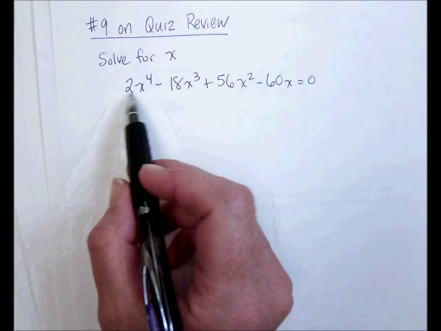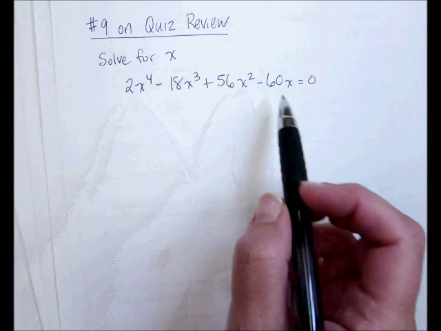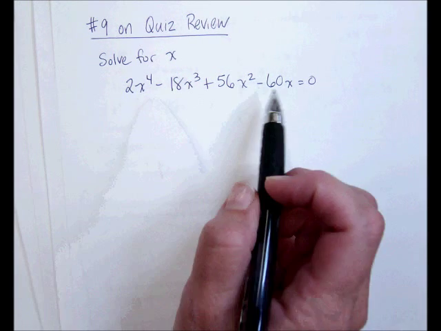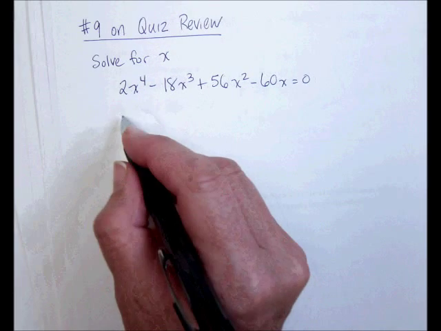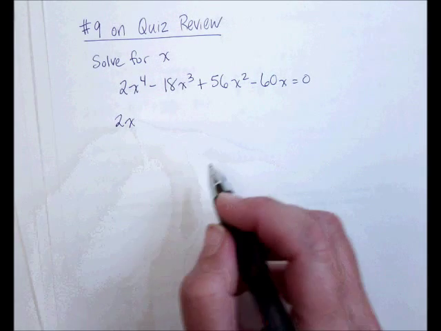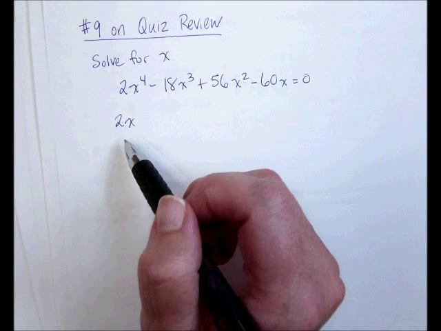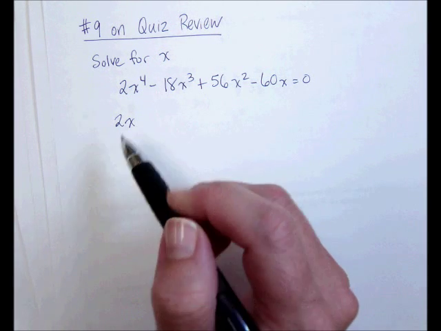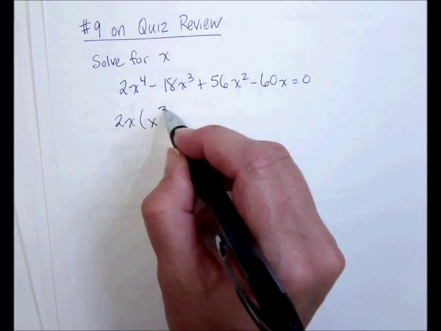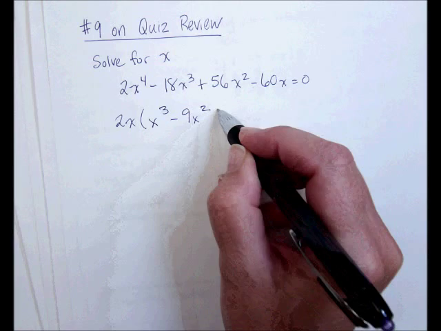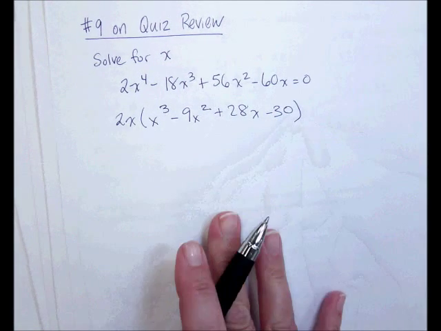So the first thing that I'm looking at is this polynomial, and it asks me to solve for x, and I can see that every single term has an x value. It also can be divided by 2. So I can factor out a 2x. Now, some of you did the problem where you didn't factor out a 2, and that's fine. We will still get the same answer in the end. So if I factor out a 2, I'm left with x cubed minus 9x squared plus 28x minus 30.